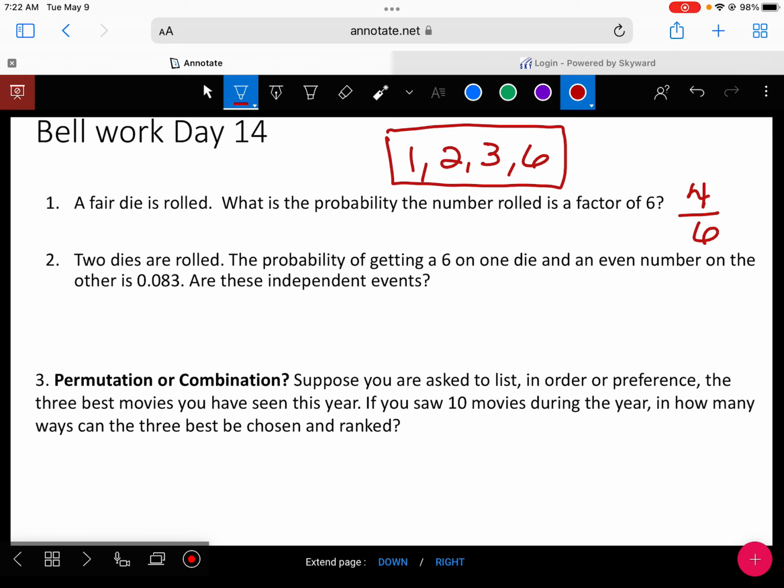All right, let's take a look at the next one. Now we shouldn't call it dice. I mean, that's just morbid, right? Should be 2 dice. 2 dice are rolled. The probability of getting a 6 on one die and an even number on the other is 0.083. Are these independent events?